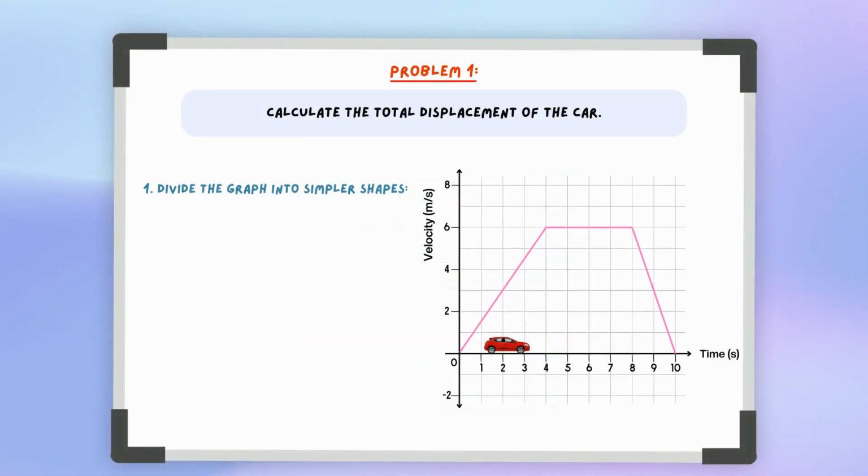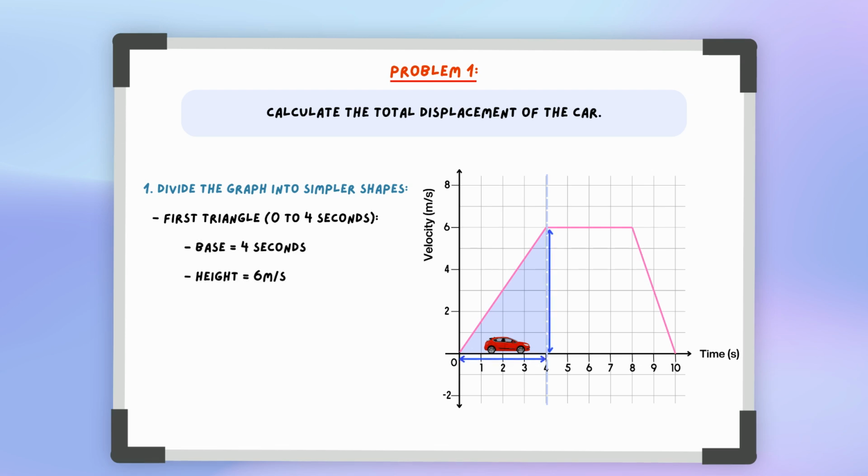First, we need to divide the graph into simpler shapes. The first triangle of the velocity time graph is from 0 to 4 seconds. The base of this triangle is 4 seconds and the height is 6 meters per second. Therefore, we can calculate the area using the formula for the area of a triangle, which is half times base times height. So we get an area of 12 meters.